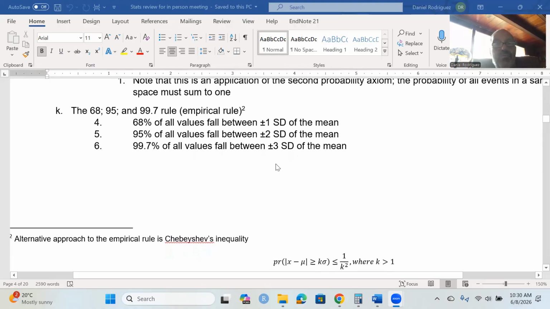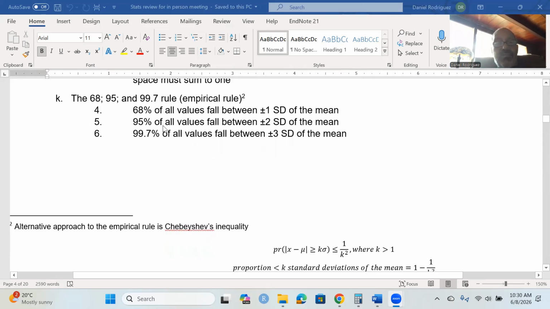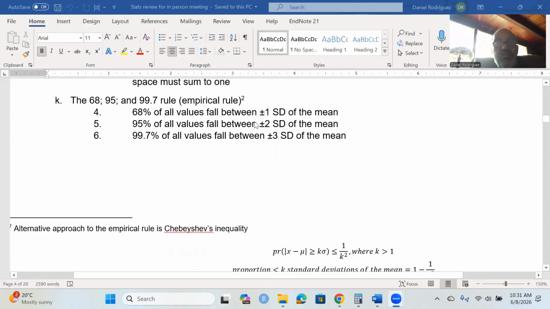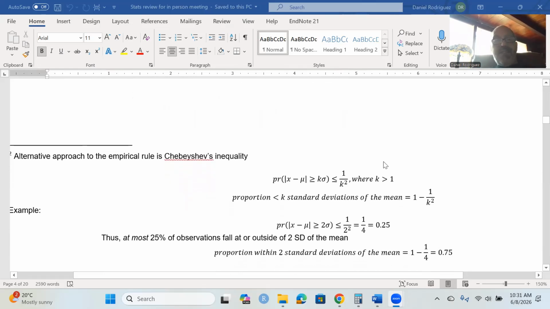The empirical rule is very helpful because it allows us to answer a lot of questions about a distribution. Some people like to call it the 68, 95, 99.7 rule, just so you remember it. This is something you should know. 68% of all values fall between plus or minus one standard deviation of the mean, on either side of the mean. 95% of all values fall between plus or minus two standard deviations of the mean, and 99.7% of all values fall between plus or minus three standard deviations of the mean.